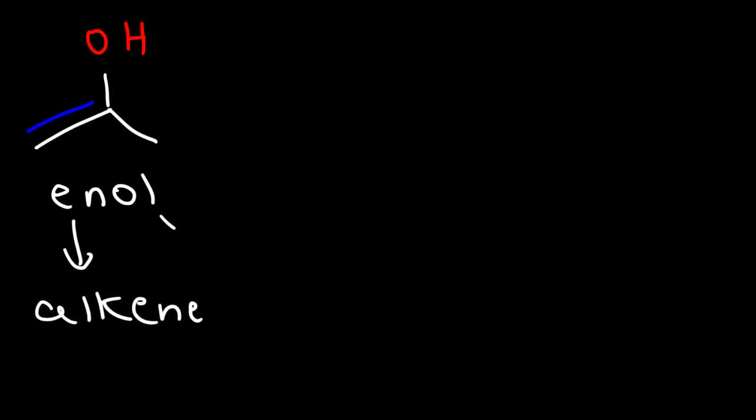So what about this functional group? What if we have an alcohol and an alkene next to each other? This is going to be called an enol. Think of the word "en" for alkene and "ol" for alcohol. So if you see those two together, this is called an enol.